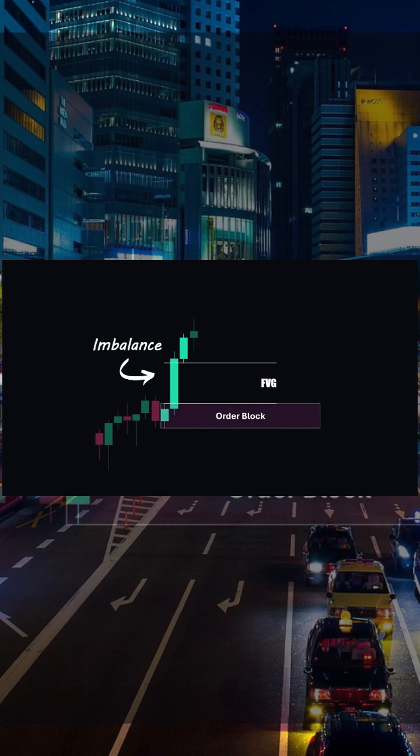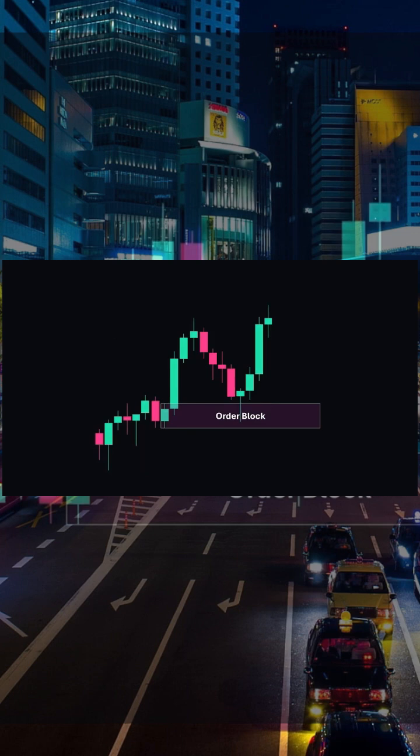We expect that if the price returns to this order block, it could react strongly as buyers or sellers step back in. So basically, order blocks are supply and demand zones, but the difference is that we focus on areas where larger institutional orders are placed.